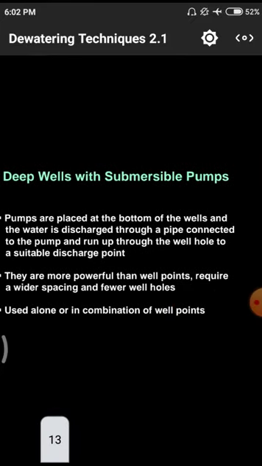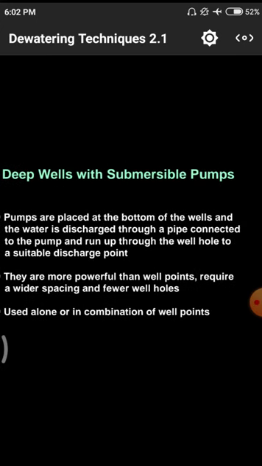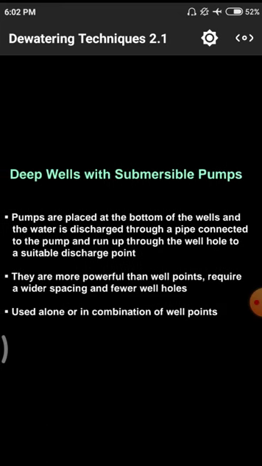What are deep wells and submersible wells? In which places do we need to implement them? That means pumps are placed at the bottom of the wells, and the water is discharged through a pipe connected to the pump and run through a particular well hole to a sustainable discharge point. These pumps are placed at the bottom of the well, that means we need to extract water from a very deep depth.